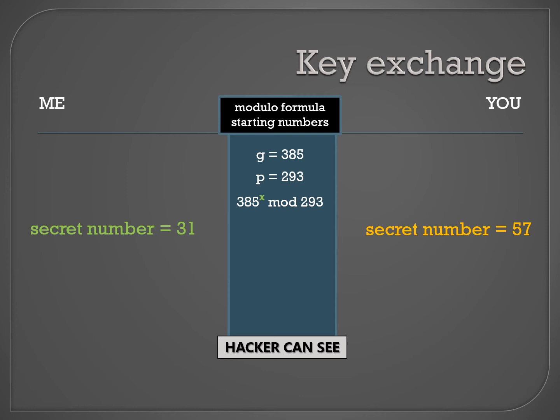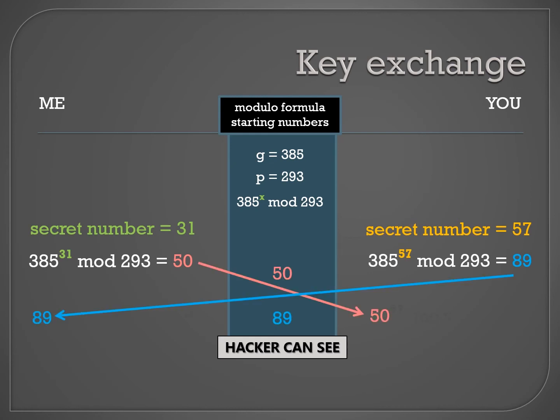And that is publicly known. The hacker can see that, everybody can know that. But they don't know our secret numbers. So we calculate using our secret numbers to get the answer. Now we exchange that answer with each other. But because it's easy to go forward but not backwards, the hacker cannot figure out our secret numbers.